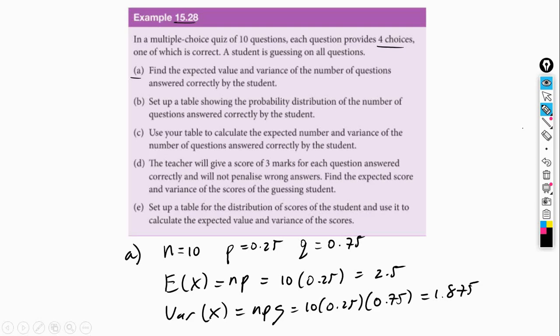For part B, it says, set up a table showing the probability distribution of the number of questions answered correctly by the student. And for C, use your table to calculate the expected number and variance of the number of questions answered correctly by the student. So let's take a look at a table.